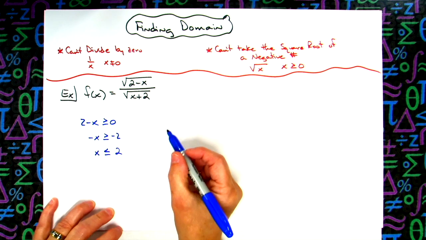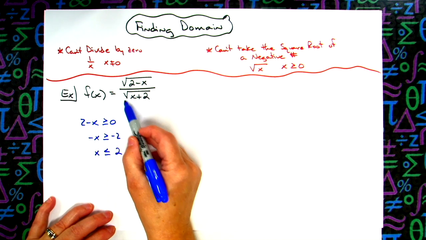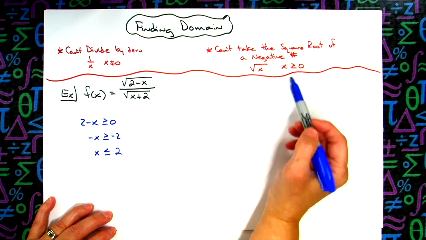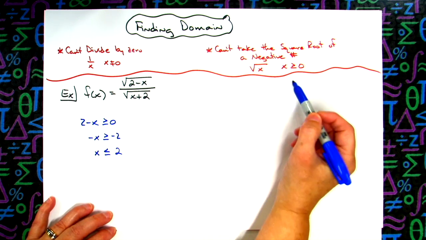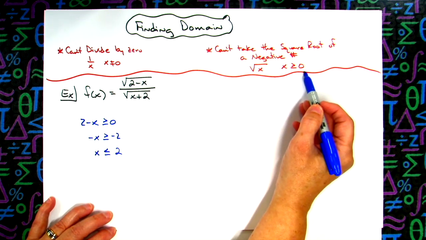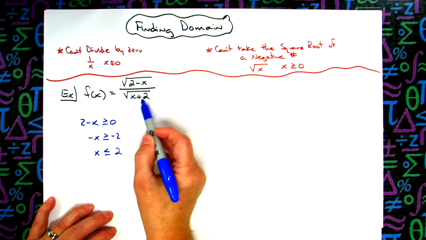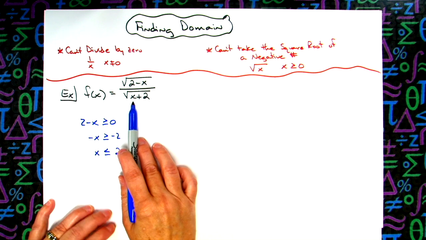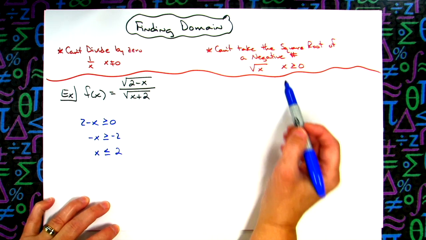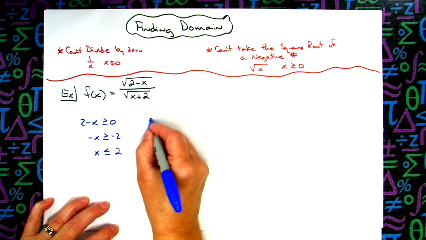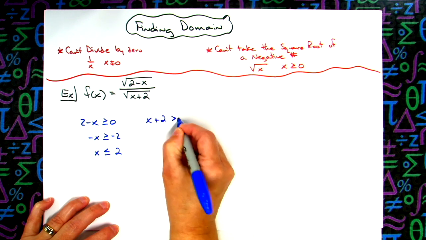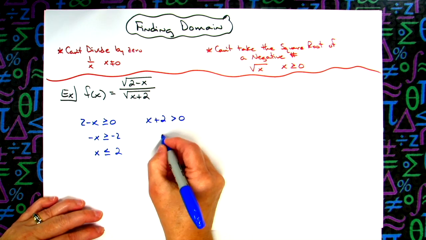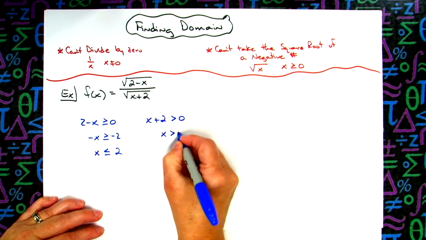Now let's take a look at the denominator. The denominator cannot be 0. If I was just looking at the square root function, I would set what was underneath greater than or equal to 0. However, it can't be equal to 0 because it's in the bottom. So I'm going to take just what's underneath that radical and set it greater than 0. So I'm going to go x plus 2 is greater than 0. That way I will avoid the 0 in the denominator. I'm going to go ahead and solve. x is greater than negative 2.